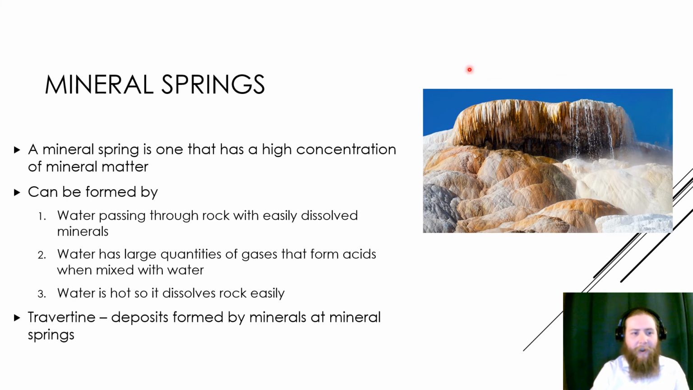So it makes it much easier for this rock to be eroded and these minerals to be carried. This example here is travertine, which are deposits formed by minerals at mineral springs. So geyserite is at geysers and travertine is at mineral springs.